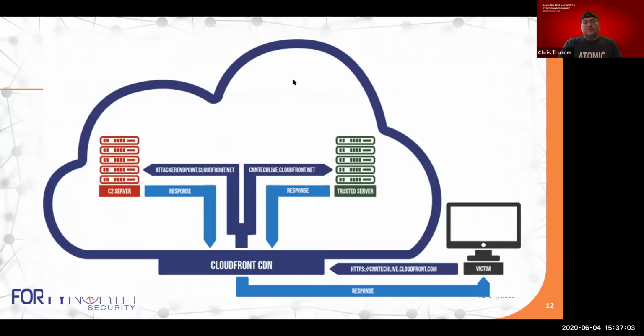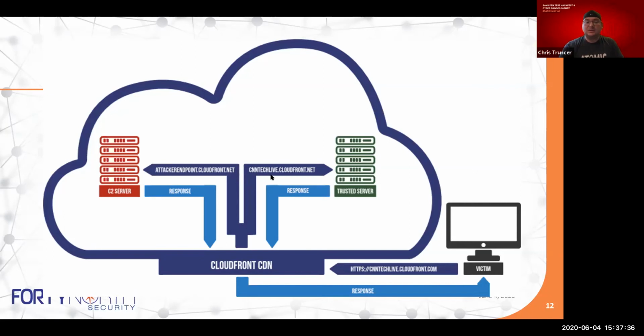So here's another example. In this case, there is an actual domain, I believe it's CNN Tech Live, which is domain frontable through CloudFront, where the domain is actually cnntechlive.cnn.com. The way this works is the victim system will make a request, which will go to CloudFront, right? CloudFront will receive that request, and what it's going to do at this point is look at what the host header is set to in that web request.